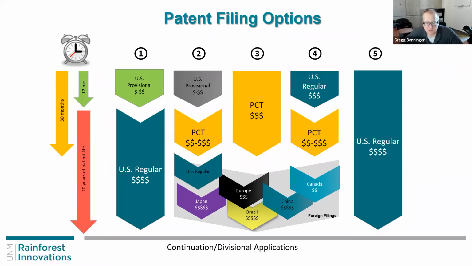You could file a PCT directly. You could file a US application and then a year later do a PCT. You can use a foreign filing application as priority for a US application. So there are many different options, but here's the typical pathway that most of the time is followed.